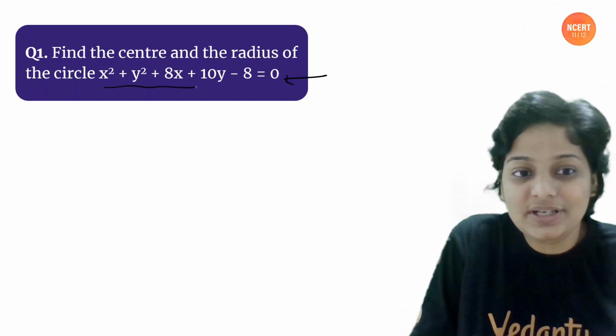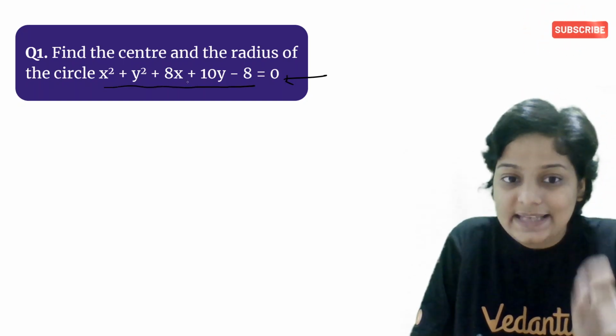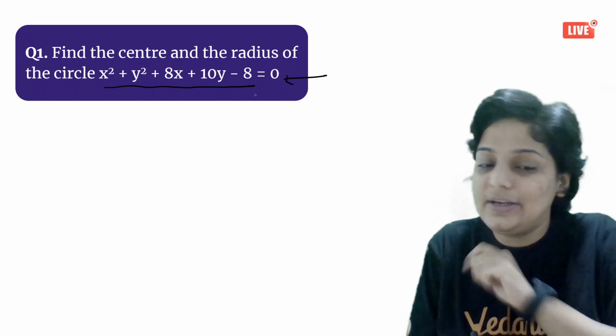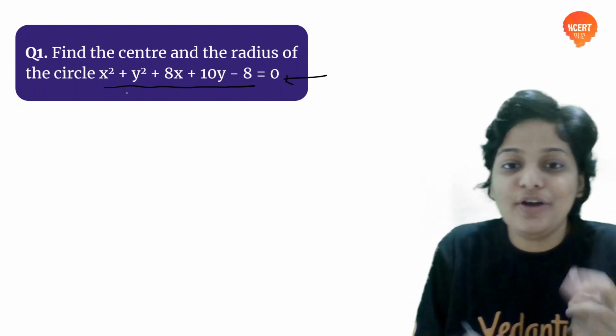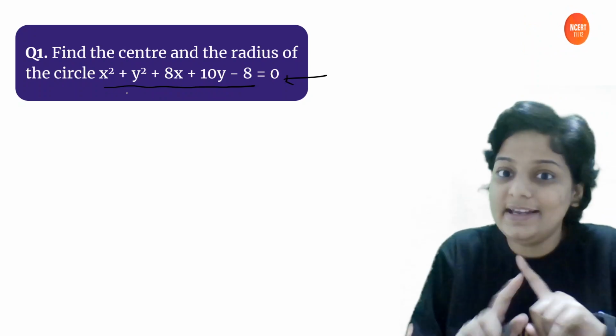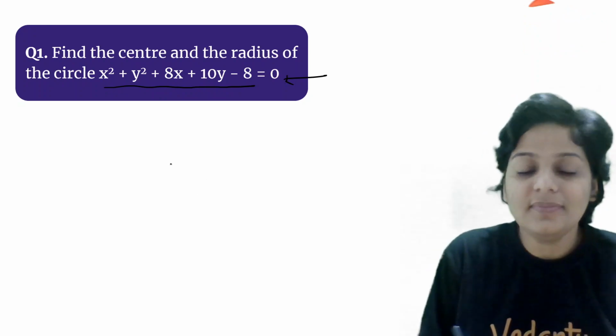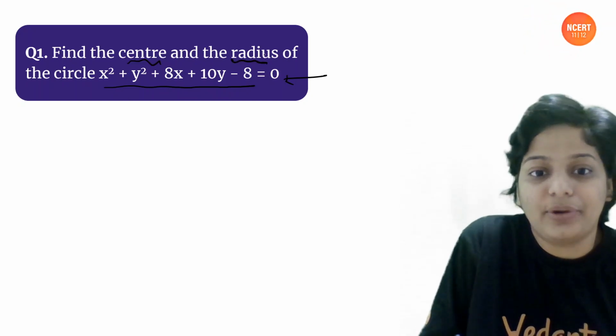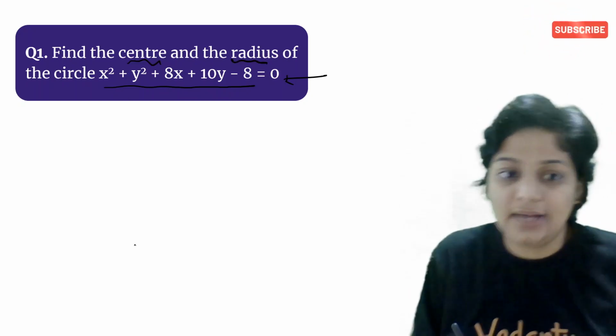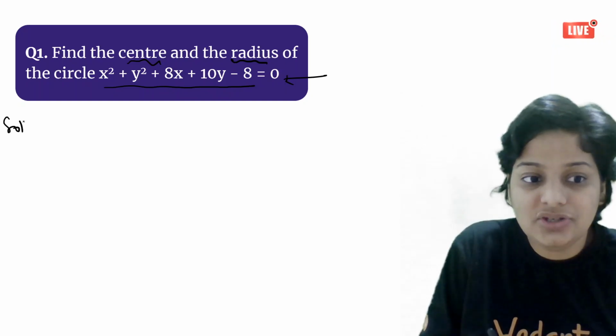So your equation is x² plus y² plus 8x plus 10y minus 8 equal to 0. I can see the coefficients of x² and y² are equal and there is no xy term. So this is the equation of a circle. Find the center and radius. We have to find the center and radius. What is the procedure?